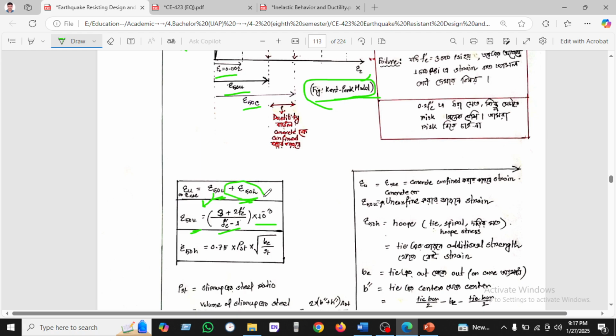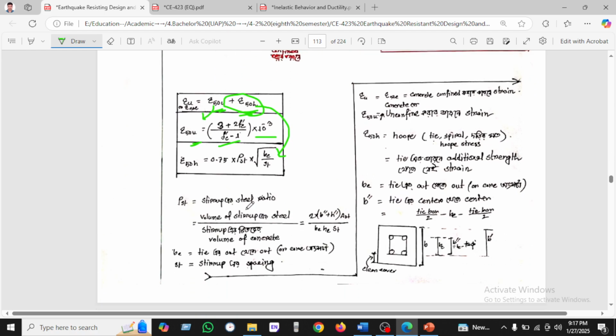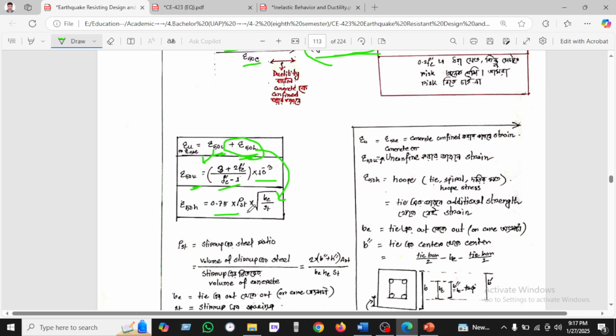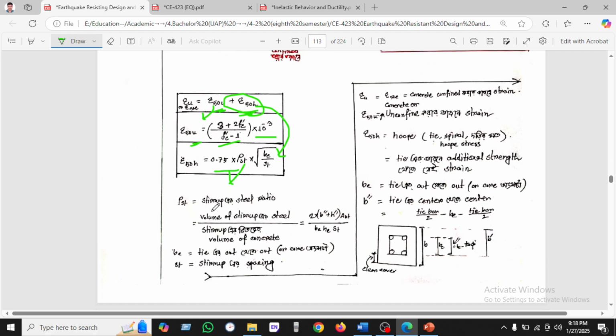I will get the strain 50 into horizontal. It will be found 0.75 root over ρST equal to root over B into ST. What is the ρST? Rho ST is the stirrup steel ratio, the volume of the stirrup divided by the volume of the concrete, and B is the outer dimension of the tie, and ST is the spacing.